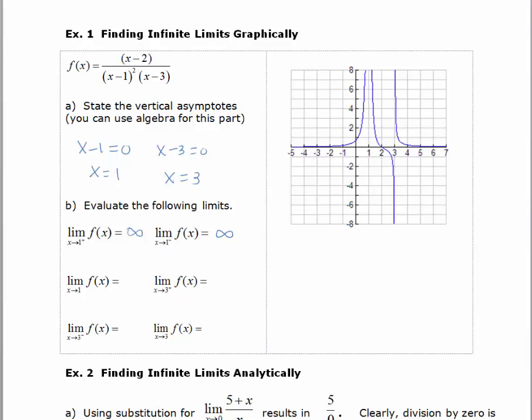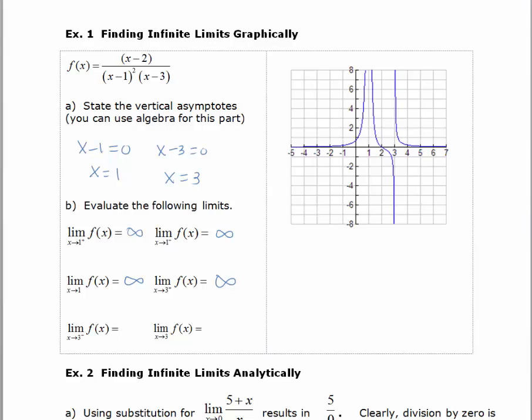Since the left and the right hand limits are the same, again, even though they're not defined, they are both going to infinity, I can state that the limit as x approaches 1 of this function is equal to infinity. Infinity is not defined, it is just describing a behavior. Let's look at the next one. The limit as x approaches 3 from the right. So here's 3. As my x values approach 3 from the right, my y values are going to positive infinity.